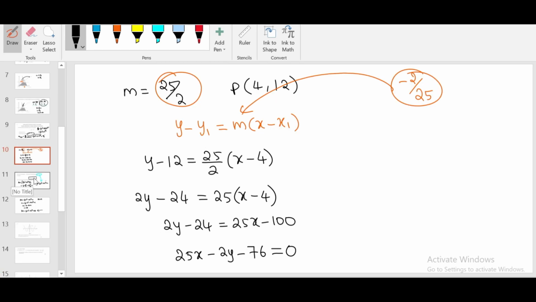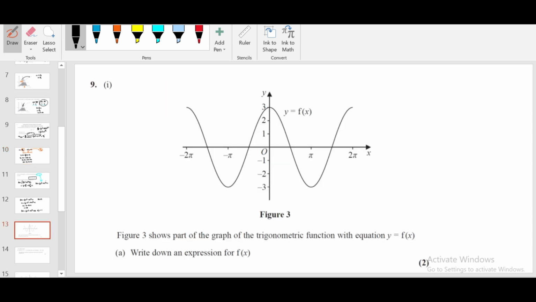Let's move on to question number 9 now. You have a graph given. It can be sine or cos. Write down the expression for f of x. It's a 2-mark question. Since the graph starts from here and is symmetrical on both sides of the y-axis, it should be a cosine graph. If you look at the cosine graph, the graph will be like this. That's the cosine graph actually.